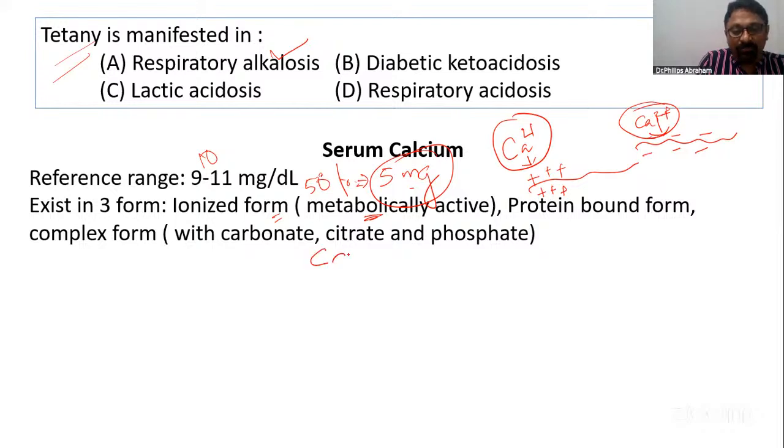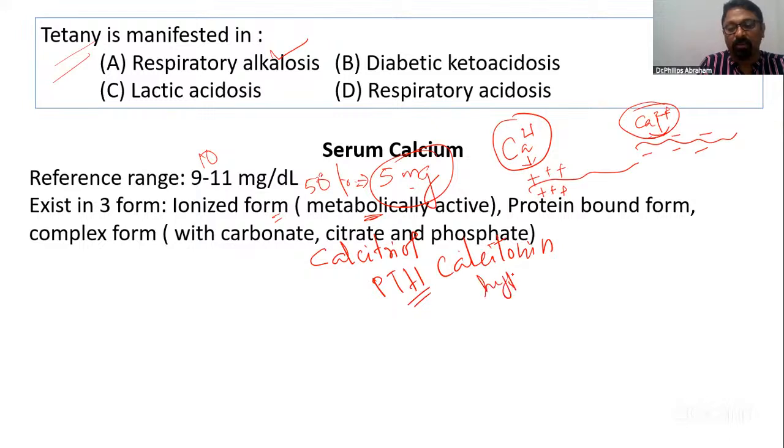Vitamin D itself acts like a hormone, calcitriol, PTH, and calcitonin. In that, calcitonin is hypocalcemic, PTH is hypercalcemic. This is hypocalcemic, this is hypercalcemic. Increase the calcium level. Fine. So this was about the calcium.